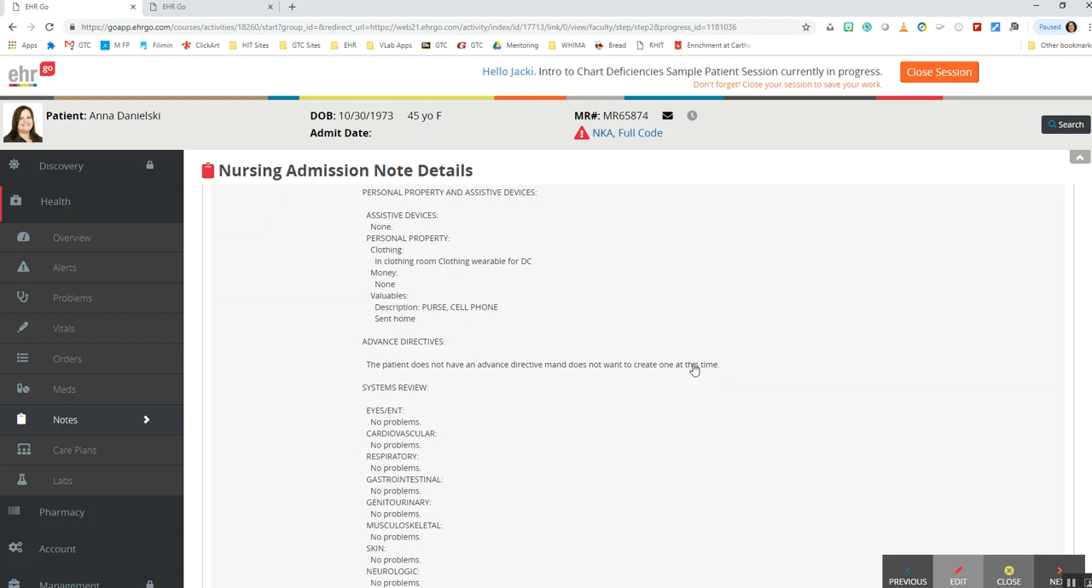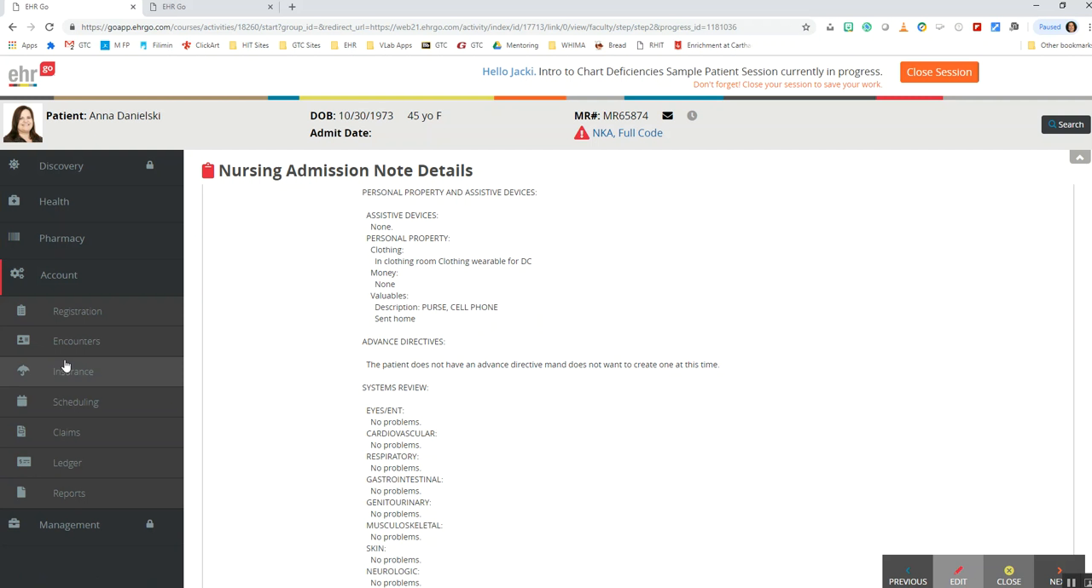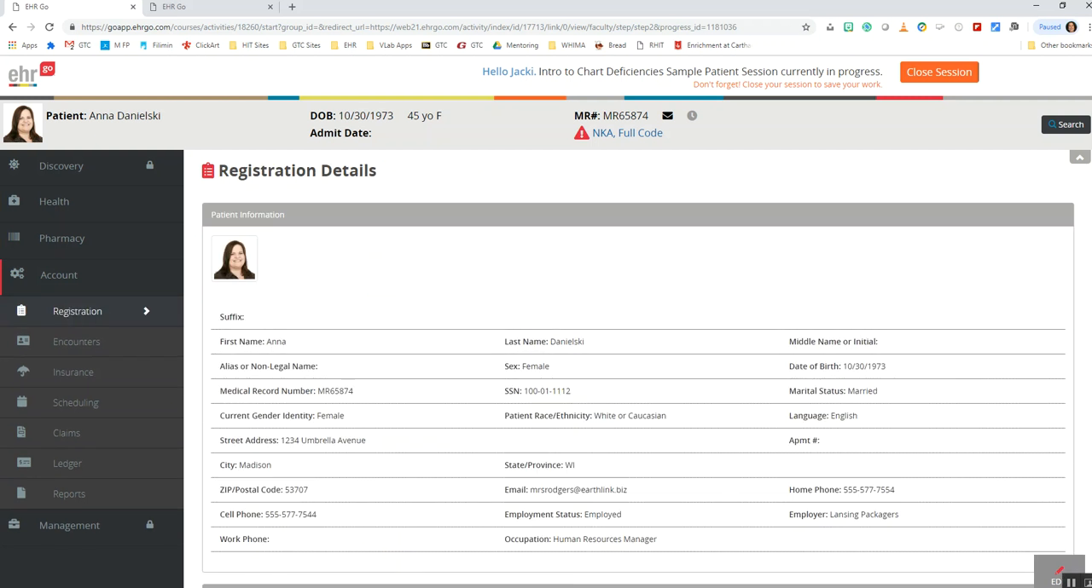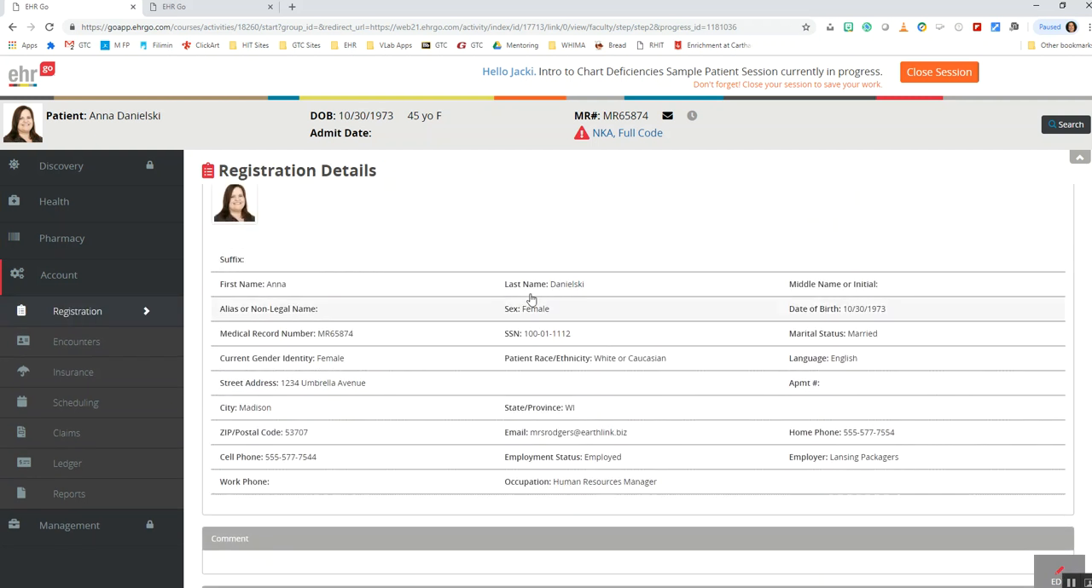If we move on to the data elements, these things are usually found in the account tab under registration, encounters, and insurance. So we're going to go to the account tab, and here we'll look at registration. When we first look at registration here, we've got our patient's name. We see yes, sex is identified. I can mark that box. Race, ethnicity. We have that identified. Mark off that box.